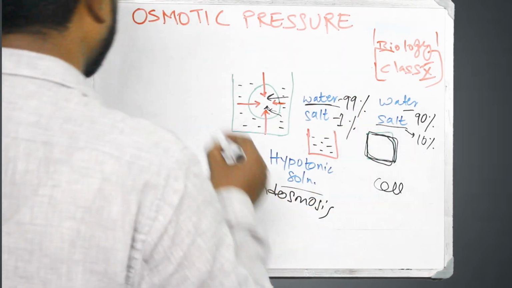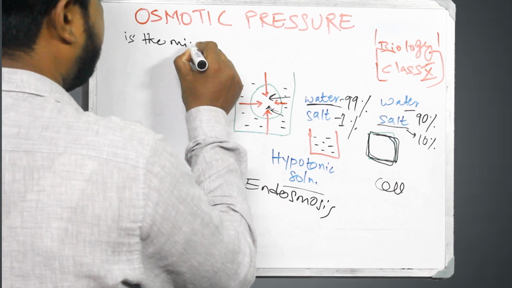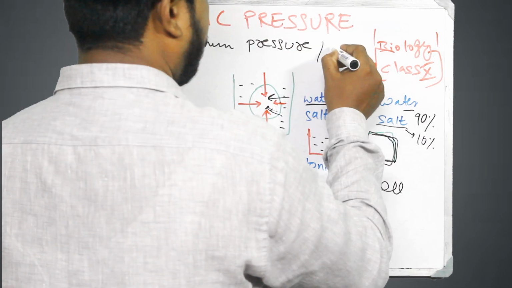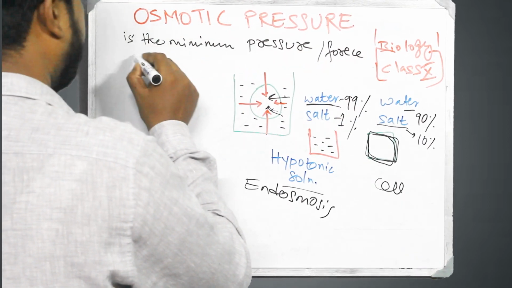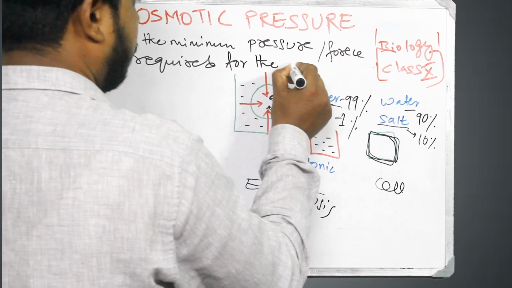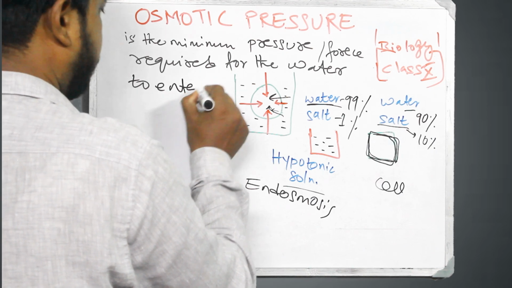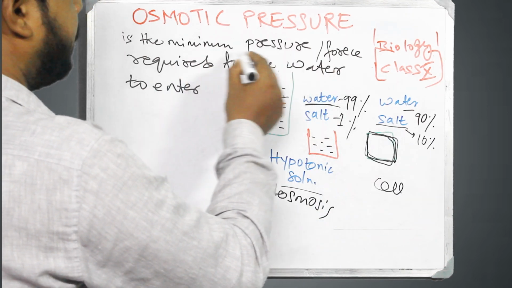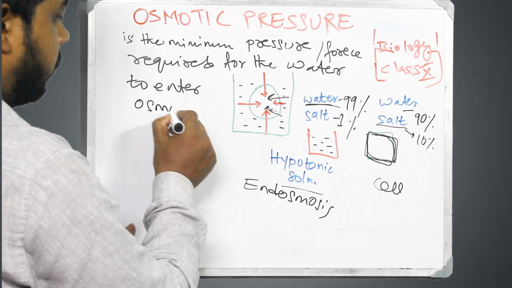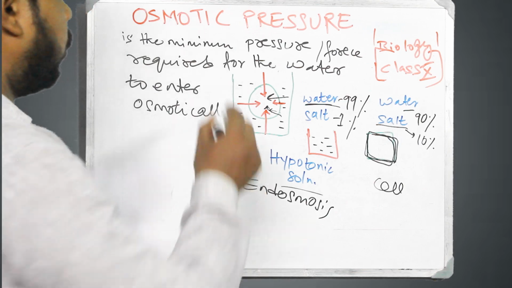The water will enter. So osmotic pressure is the minimum pressure or force required for the water to enter osmotically. This is the definition of osmotic pressure.